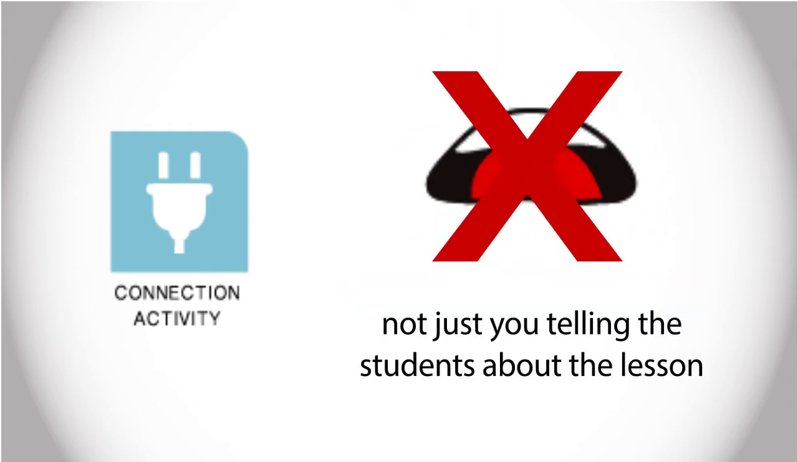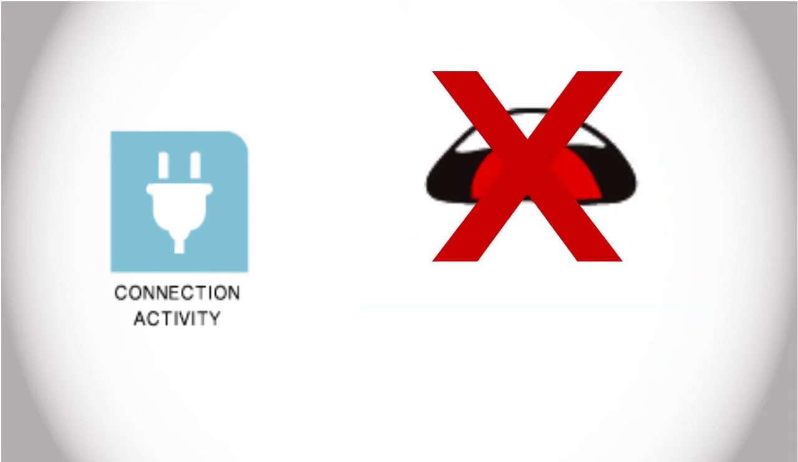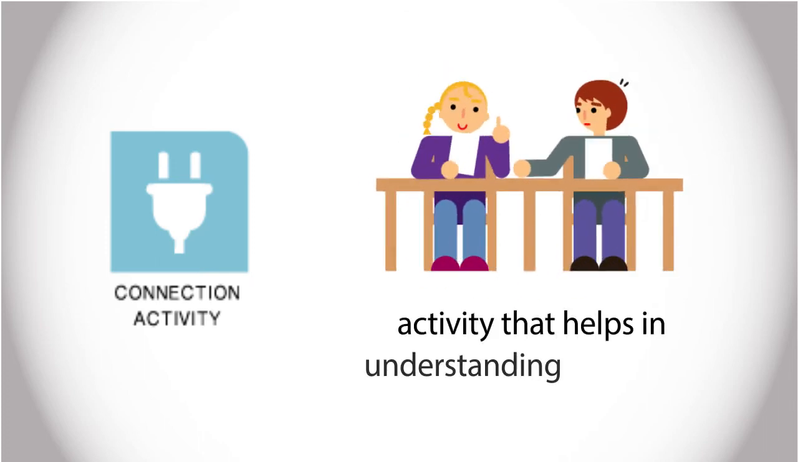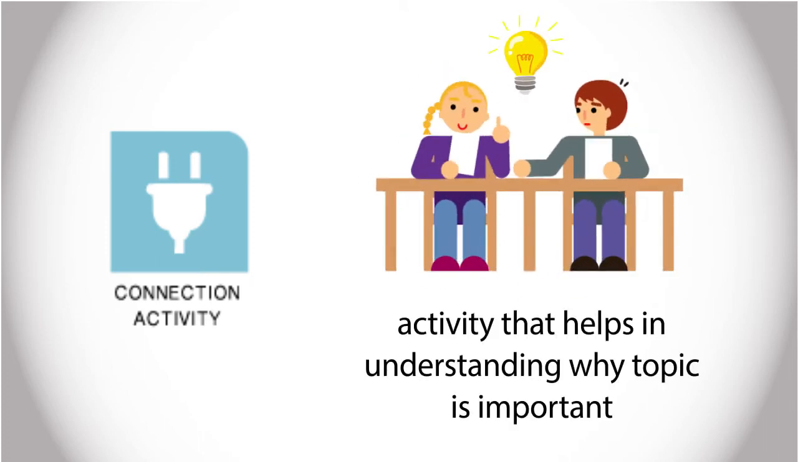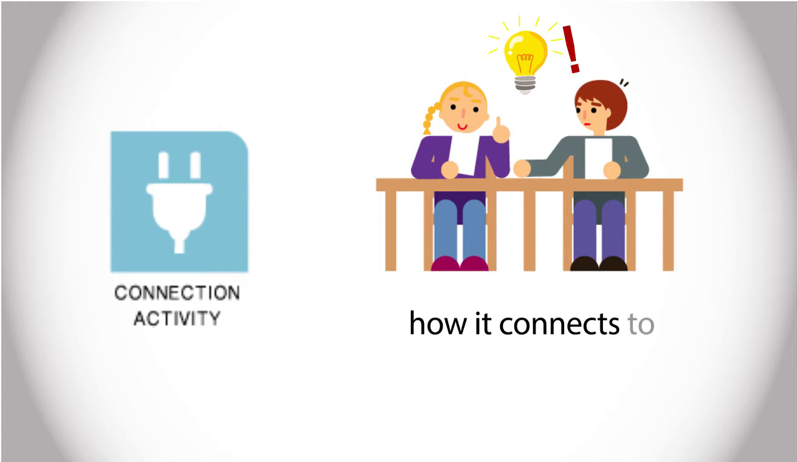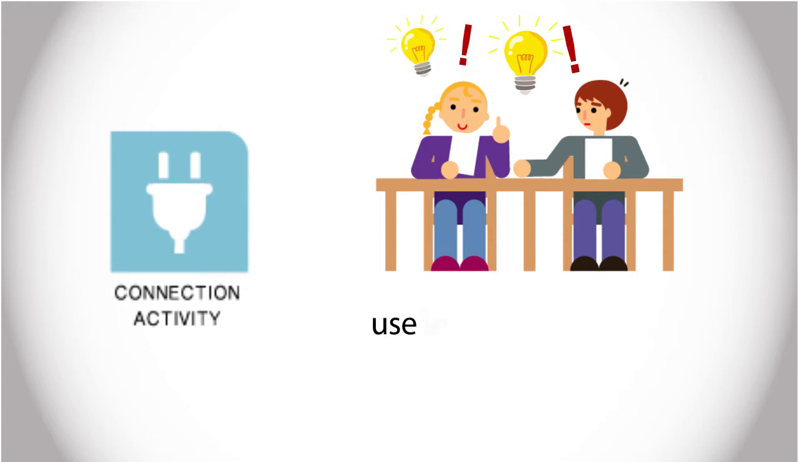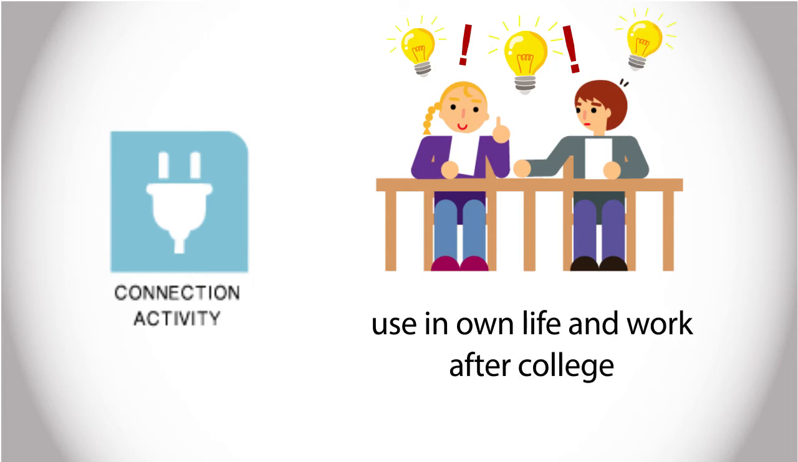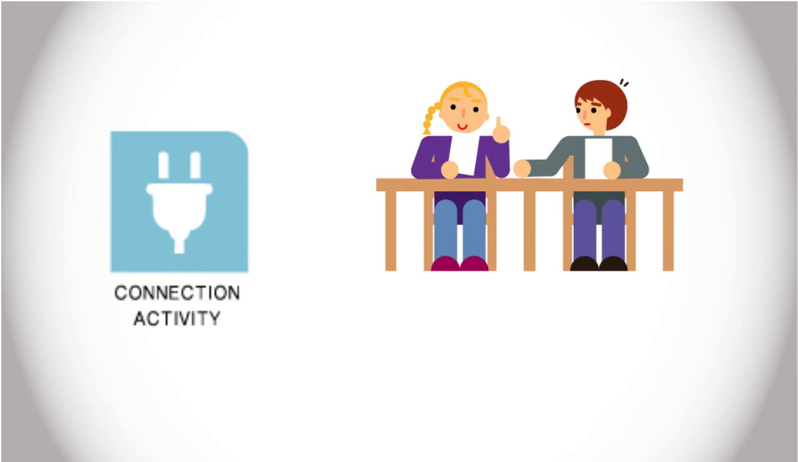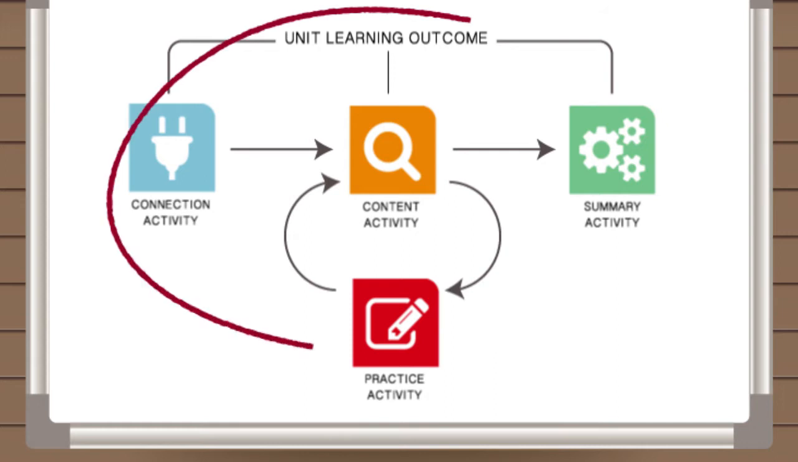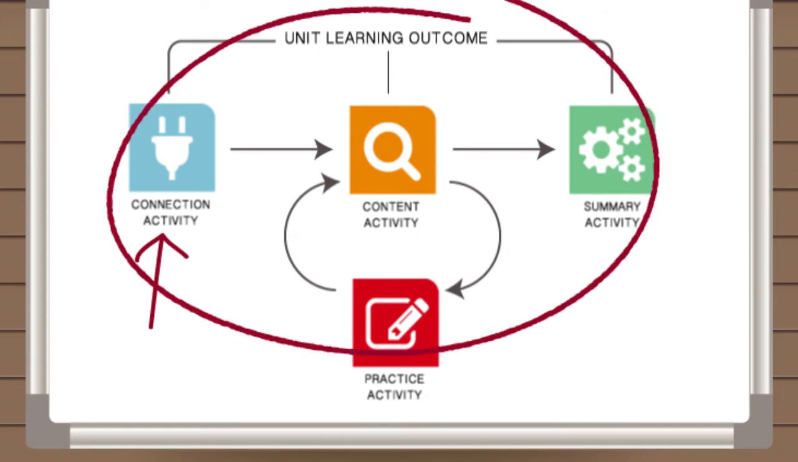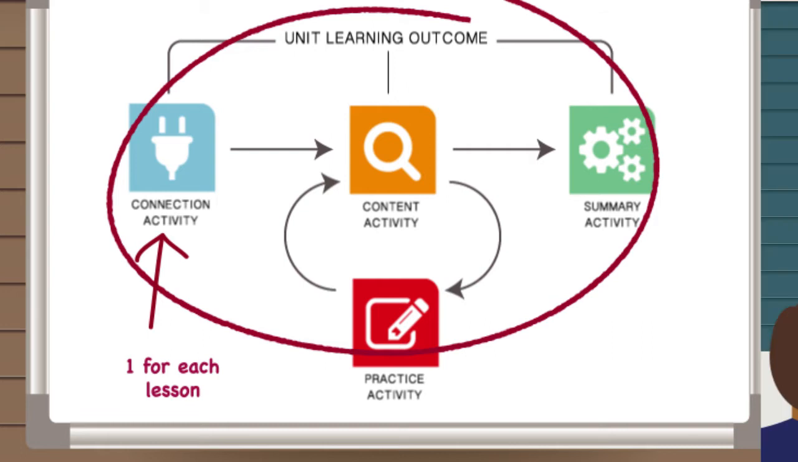This is not just you telling the students about the lesson. It's the learner actually doing an activity that helps them to understand why the topic is important, how it connects to the rest of their course study, how it relates to their program, how they might use it in their own life and work after they leave the college. It's to motivate them to pay attention to the rest of the lesson. So it's called a connection activity, and there's one for each lesson. And this is step 1 in this lesson planning model.